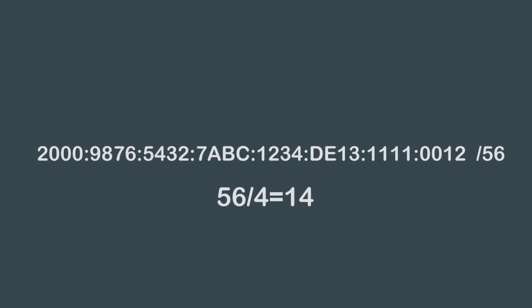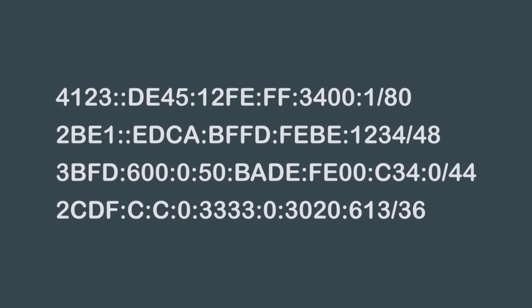56 divided by 4 is 14. Moving from left to right, you count over 14 hex positions, and the rest of the hex digits will be 0, resulting in the following network address. Here are a few examples to practice on.